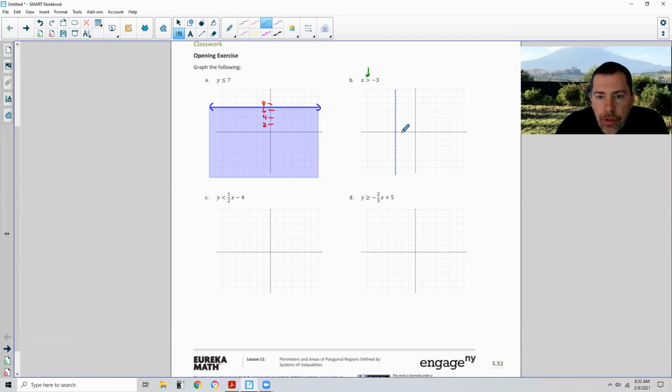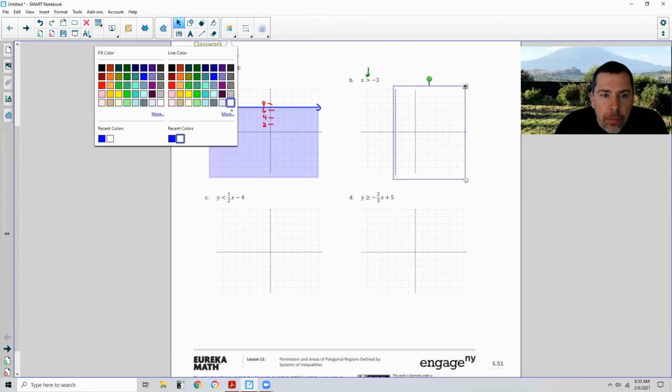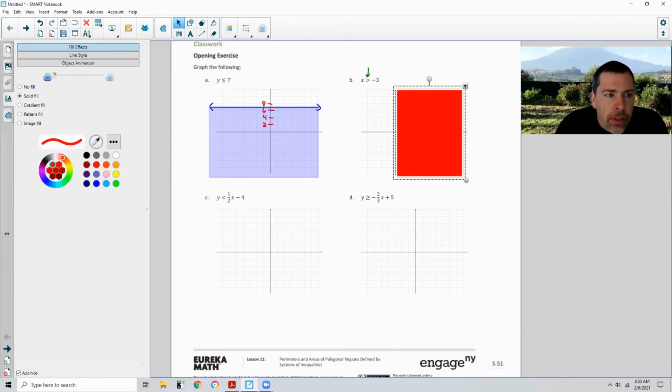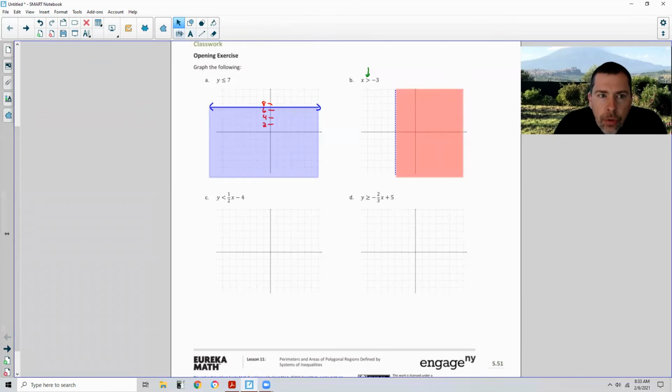And x is greater than negative 3. Well, what's greater than negative 3? Negative 2, negative 1, 0, 1. So we want to shade over here. So then I get my box, and get rid of the border and let's shade this box red. And then I will go to properties and make it see-through. That's good. So what am I lacking? Arrows. And so it is all values to the right of the line x equals negative 3, but not including points on it.